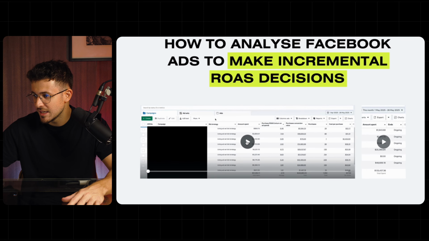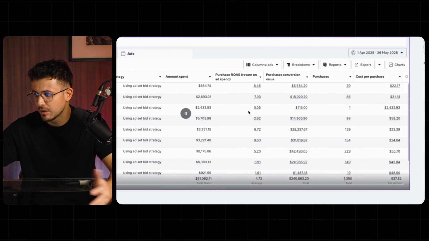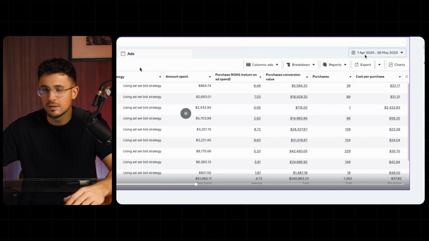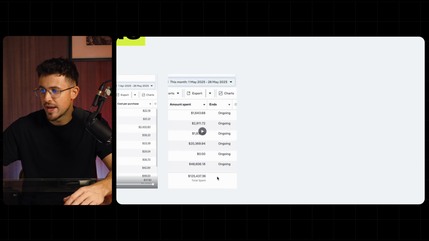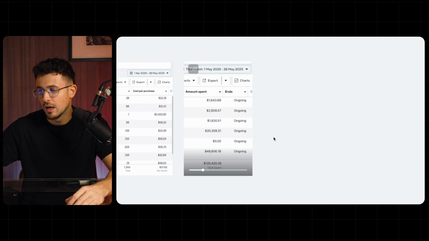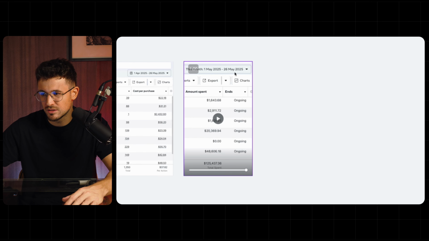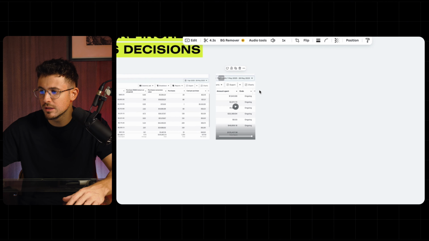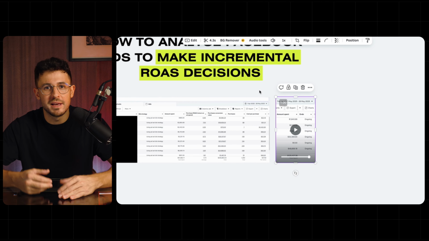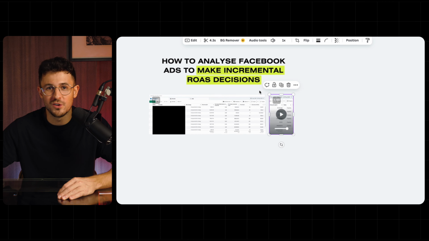So as you can see, this is just some of the results that we got using this method. This is from the 1st of April until the 26th of May, and we got a 4.72 return on ad spend with 50k in ad spend. And we also spend more money on some specific brands. In this case, just in May, we have spent 125k in almost 1 month for this brand. So as you can see, we have some experience when it comes to running ads for e-commerce brands.